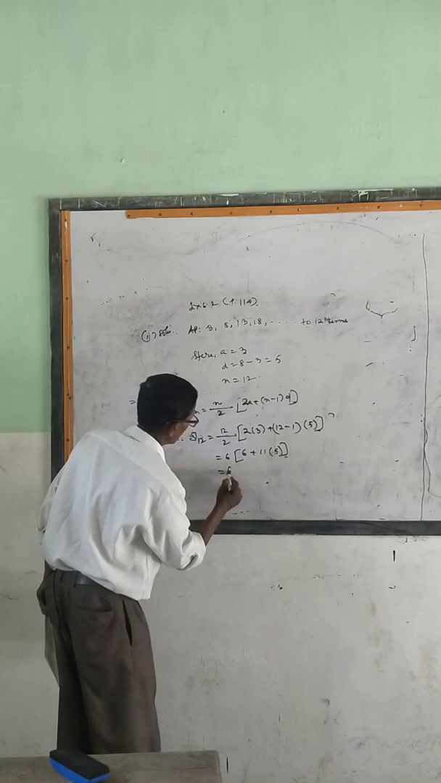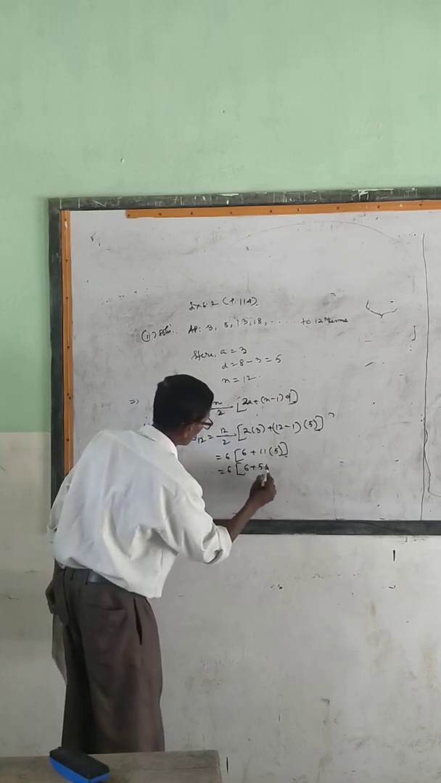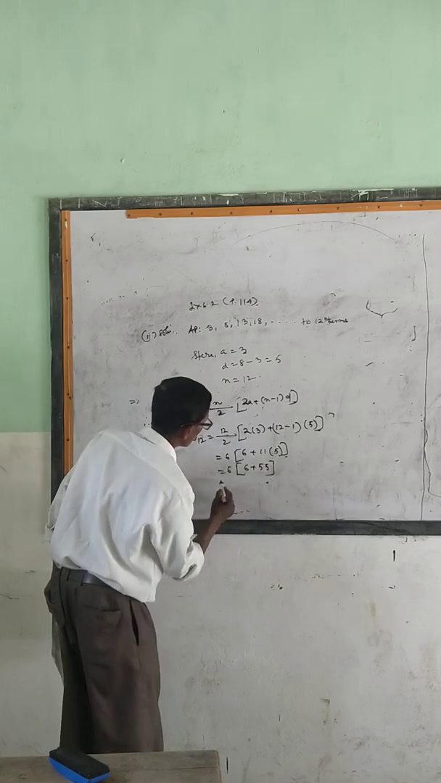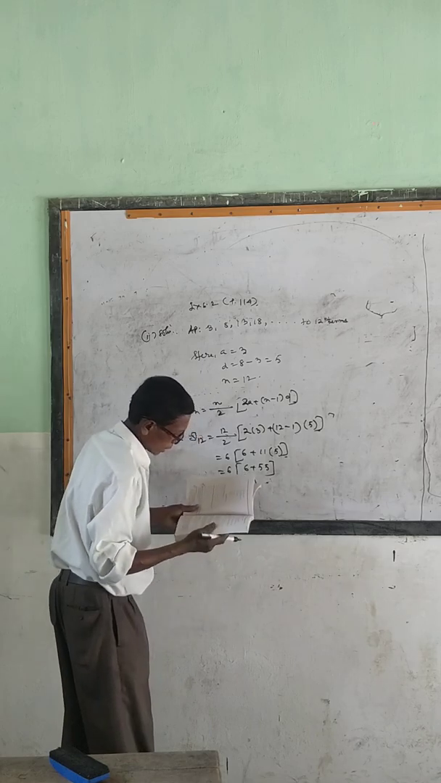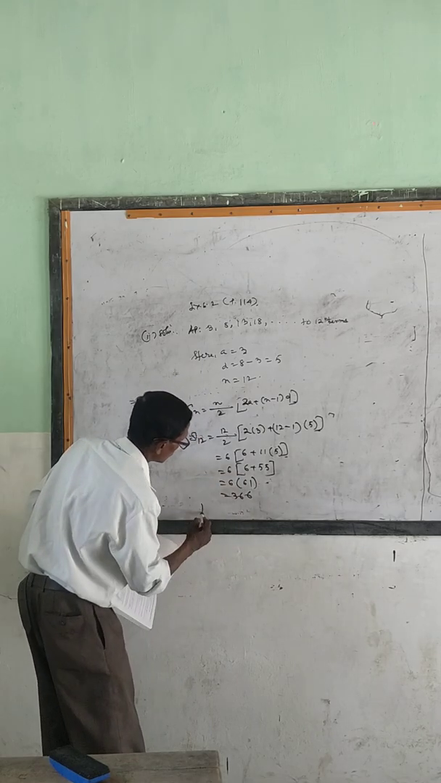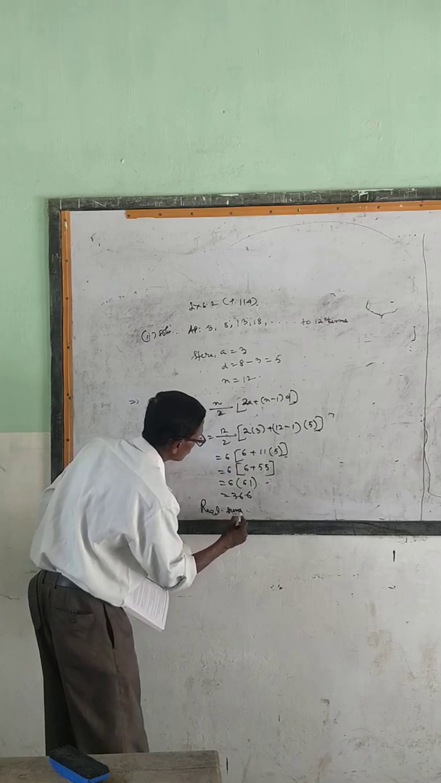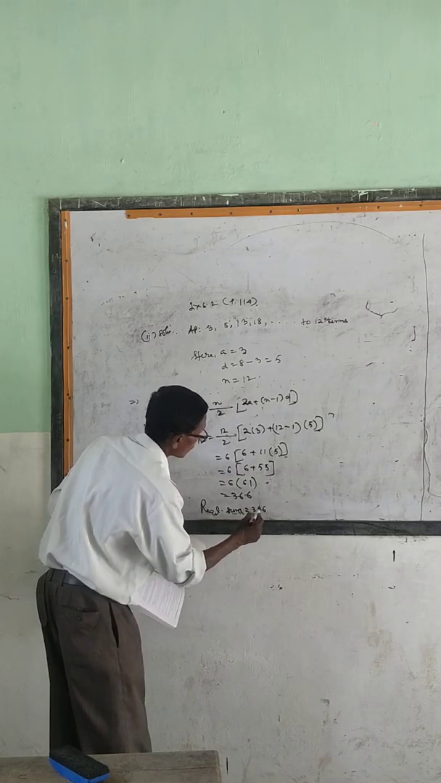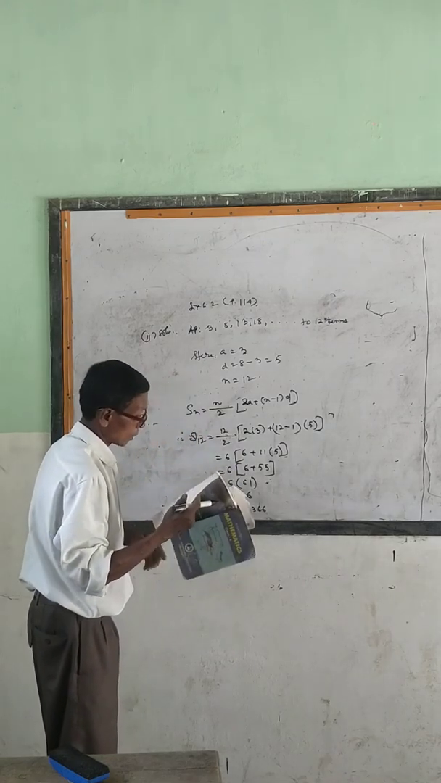2 into 3 is 6. 6 plus 11 times 5, this is 6 plus 55. This is 61. 61 by 6, 6 is 36. Let us check the results. Yes, we are getting the required sum. The remaining Roman numbers 3 and 4, you can solve yourself by applying such formulas.